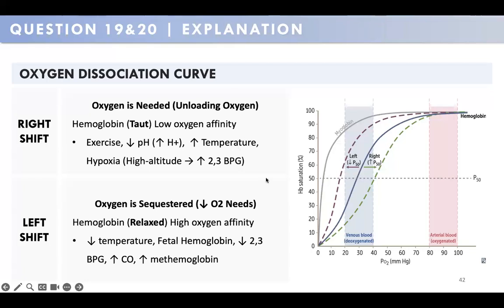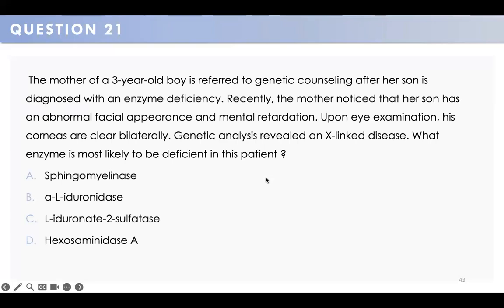Okay, perfect. Moving on to the last question. The mother of a 3-year-old boy is referred to genetic counseling after her son is diagnosed with an enzyme deficiency. Recently, the mother noticed that her son has an abnormal facial appearance and mental retardation. Upon eye examination, his corneas are clear bilaterally. The genetic analysis revealed an X-linked disease. What is the enzyme that is most likely to be deficient in this patient? C.